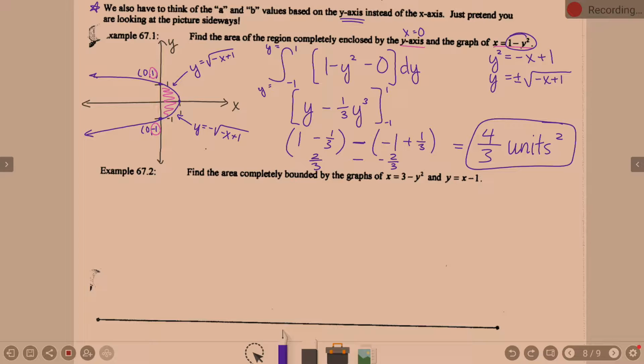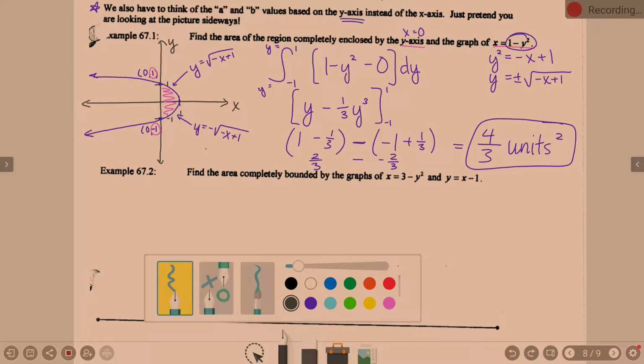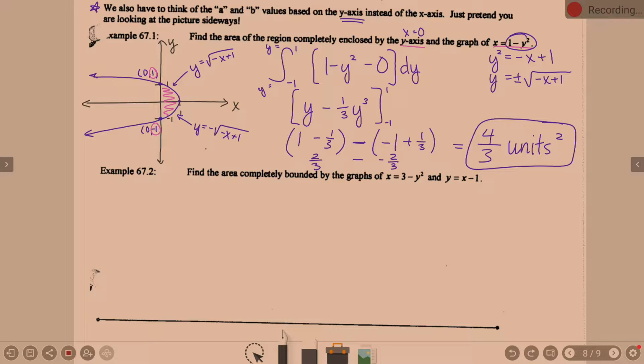Okay, example 2. Find the area completely bounded by the graphs of x equals 3 minus y squared, and y equals x minus 1. Well, I'm going to say we need a picture, because it's hard to know what's right, what's left, what boundaries we're using if we don't know what it looks like, right?